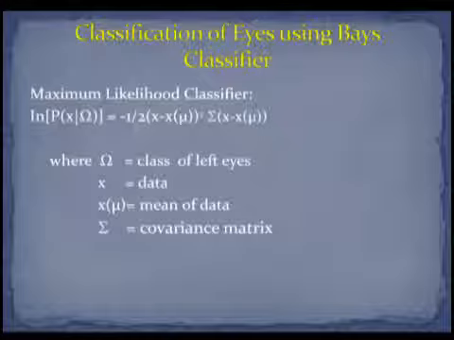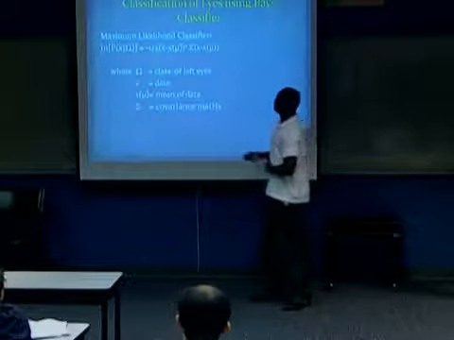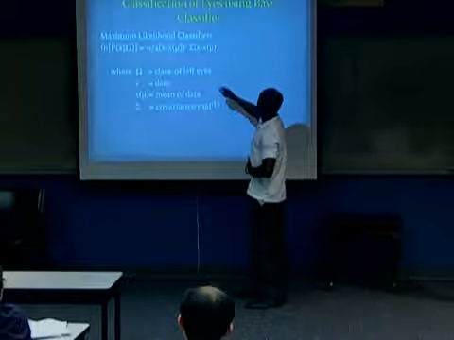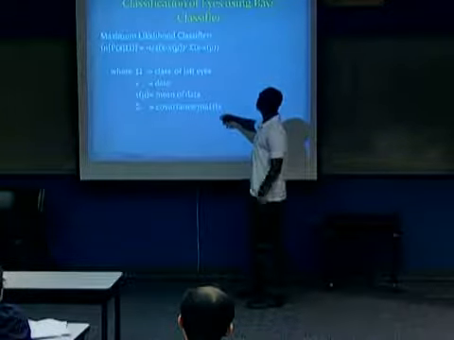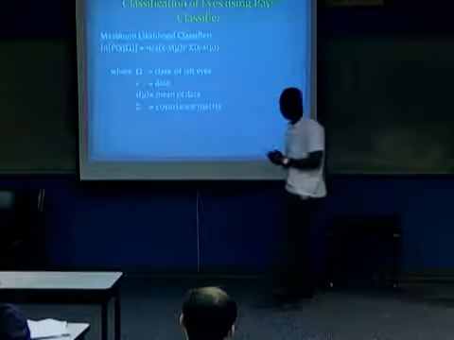When you put data into this classifier, I'm using the probability density function to find the probability that it is a left eye. This is my adjusted data: the original data from which I subtracted the mean. So you subtract the mean of the original data from the original data, then you take the transpose of it, and you multiply it by the covariance matrix times the same adjusted data.